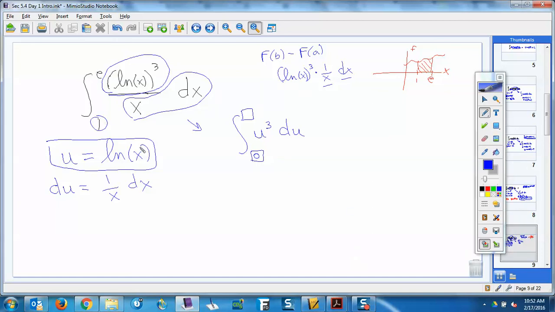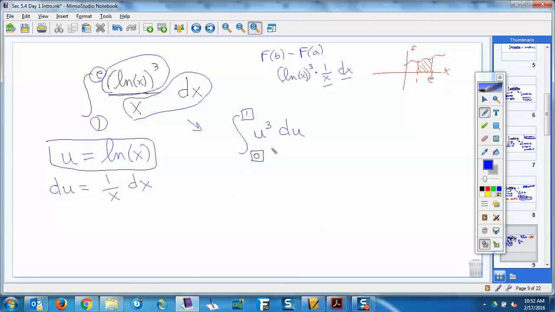So I just sub that out. I'm going to take this e and plug it in for this x. What's ln e? 1. So when x is e, the u would be 1. So that's going to be 1. So I've now converted it into that.